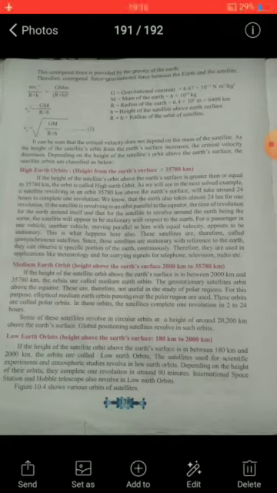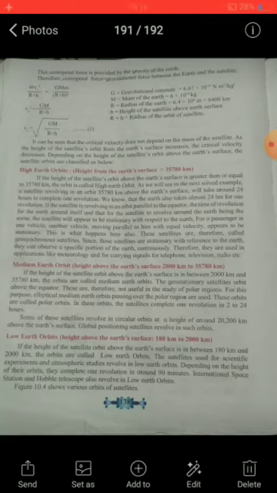The second type is the medium Earth orbits, where the height above the Earth's surface is 2000 km to 35,780 km. The geostationary satellites orbit above the equator. These are therefore not useful in the study of the polar regions, and for this purpose, elliptical medium Earth orbits passing over the polar region are used, and these orbits are called polar orbits.